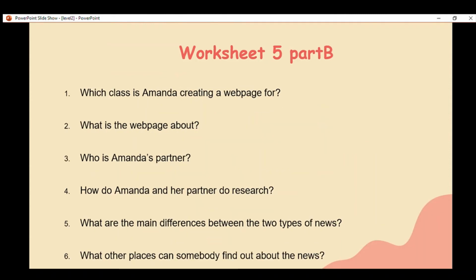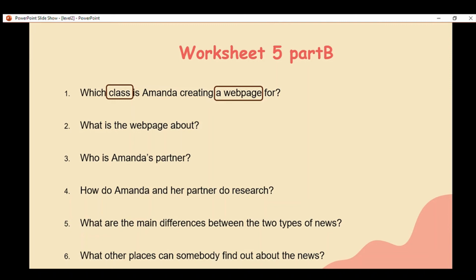Next, worksheet 5 part B. Question number 1. Which class is Amanda creating a web page for? The clue here is class and then a web page. So which class is Amanda creating a web page for? Is it a science class, art class, or whatever class in the text? Find it in the text.